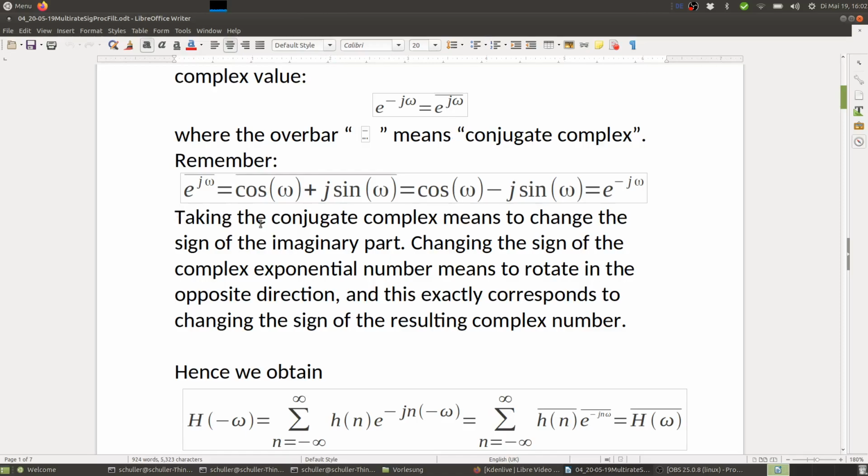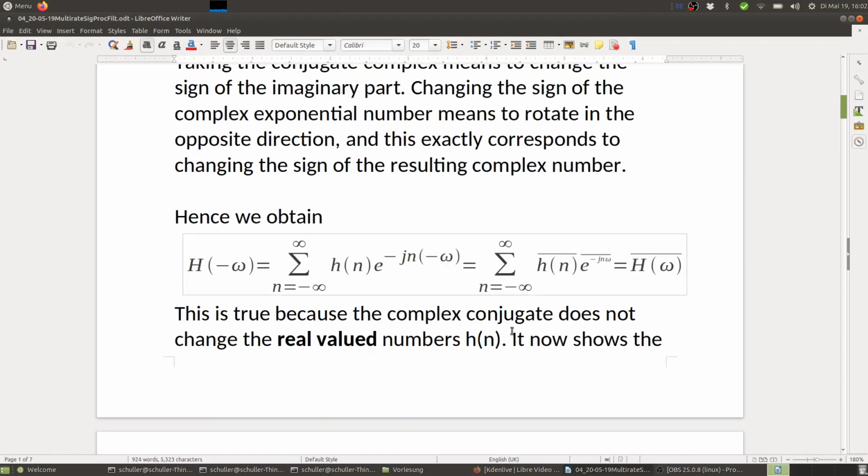Taking the complex conjugate means changing the sign of the imaginary part, and changing the sign of the complex exponential's argument means rotating in the opposite direction, and this exactly corresponds to the same result. So now we take this result of changing the sign to minus omega and also extend it to the rest of the sum.